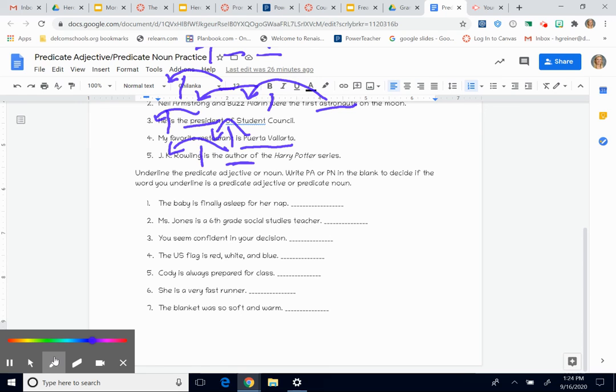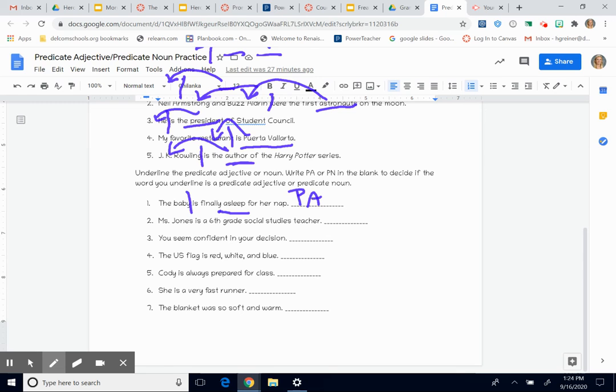So the baby is finally asleep for her nap. I'm going to find my linking verb. I'm going to draw my line. And then I am going to decide what I'm underlining, if it's describing the subject or if it's renaming. So, what is the baby? The baby is asleep. Asleep is describing the baby. Predicate adjective.